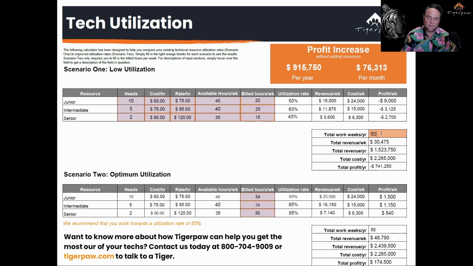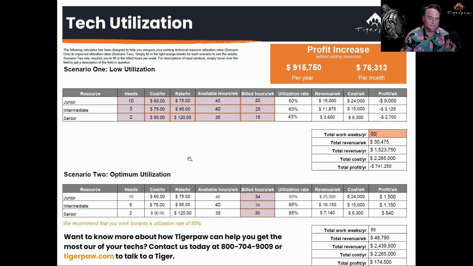So for the total hours per week per year, we're going with 50. You can change that, it depends on how your schedule works. And it does work out our total profit for the year, which is a dismal minus $741,000.